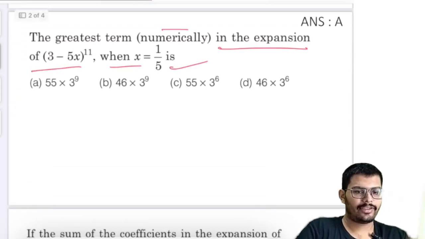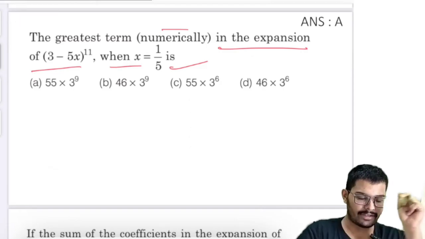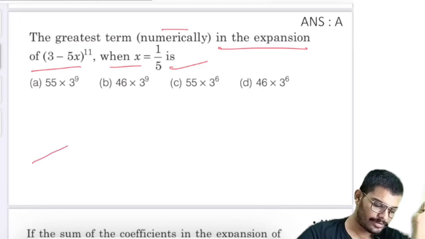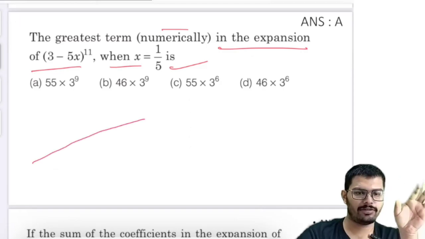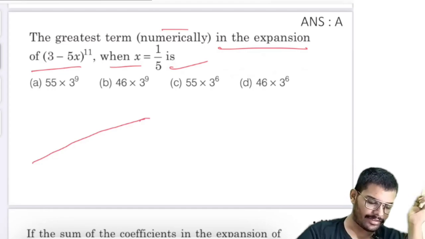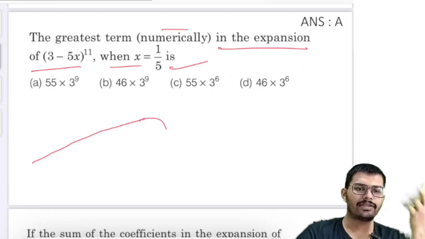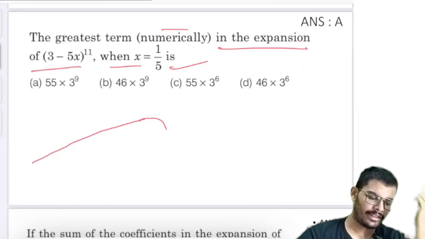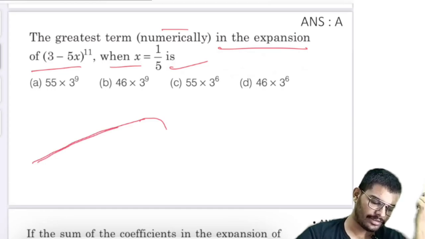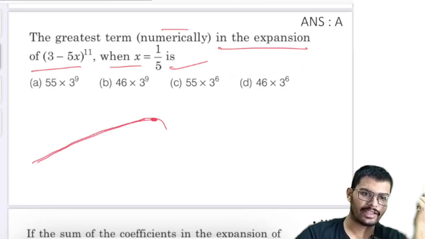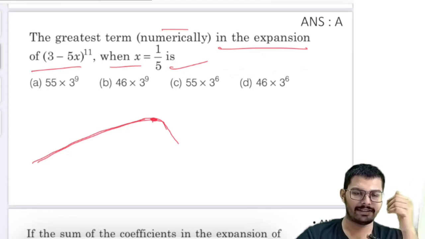Now the thing is, whenever you have a binomial expansion, we can notice that the magnitude of terms will keep on increasing to a certain value, and after that value the term starts decreasing. The value keeps on increasing to a certain term, then the magnitude starts decreasing.